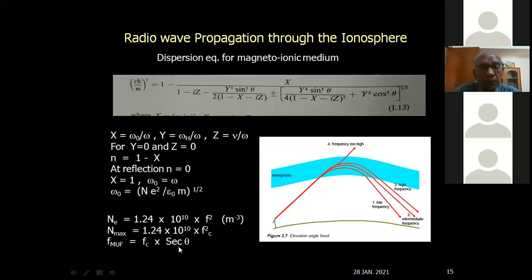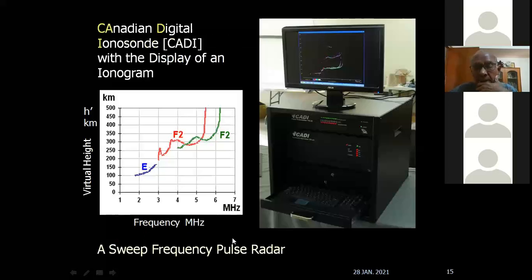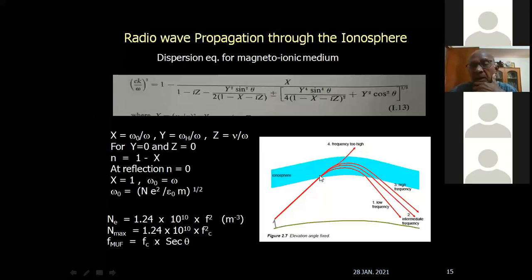vertical critical frequency divided by secant theta. Normally, the vertical critical frequency is about 10 to 15 megahertz, and it is multiplied by secant theta, where theta is the zenith angle, greater than 1, or divided by cos theta. Then it can actually support the signals as high as 20, 30 megacycles. So that is actually the original radio.